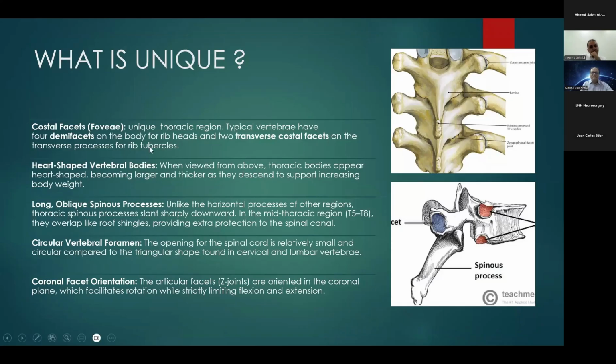So if you summarize the uniqueness of thoracic vertebra, the costal facets are there only in the thoracic vertebra. The bodies are heart-shaped. They have a long oblique spinous process. The foramen are circular, unlike lumbar spine, and the articular facets are coronally oriented, unlike lumbar, which are sagittally oriented.